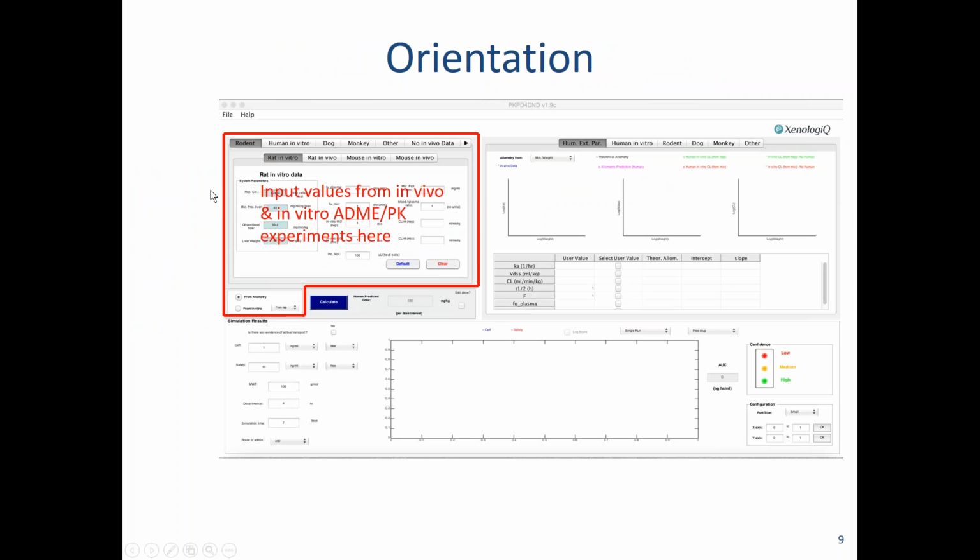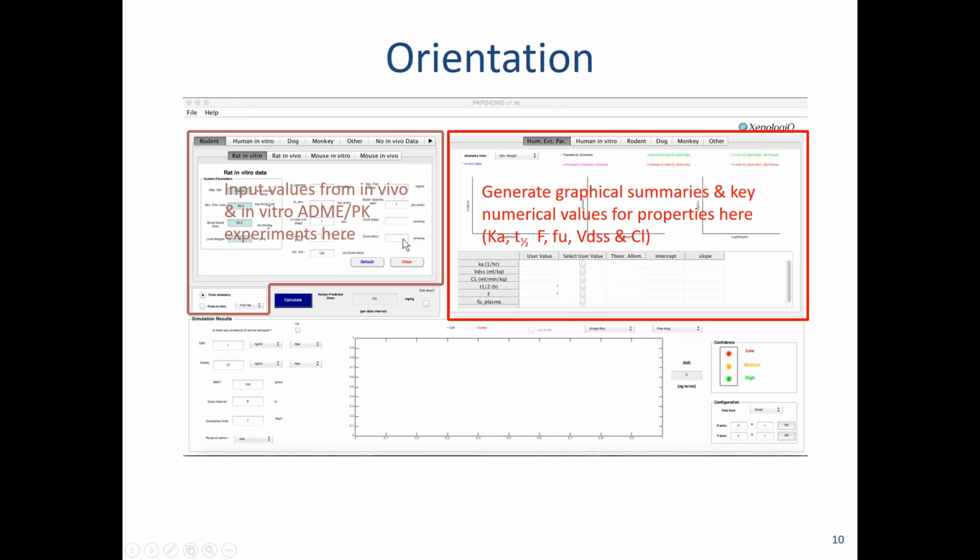Essentially, this top left panel is where you input the values from experiment. So from in vivo and in vitro ADME and PK in the top left here, and you can see that there are tabs for in vivo and in vitro for multiple species, and in fact there's another tab here, so you can define the parameters for any species you like. So the experimental values that you put in here generate graphical summaries and key numerical values on this top right-hand side, which we'll have a look at in a bit more detail.